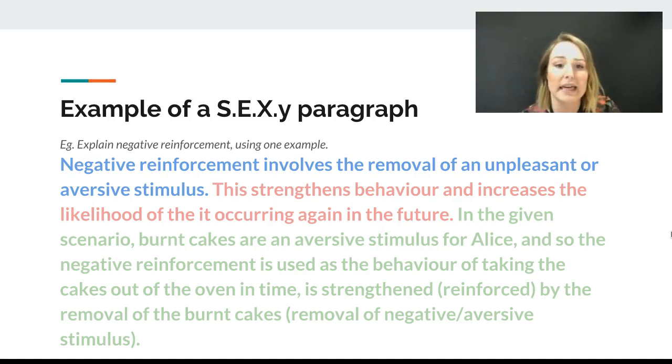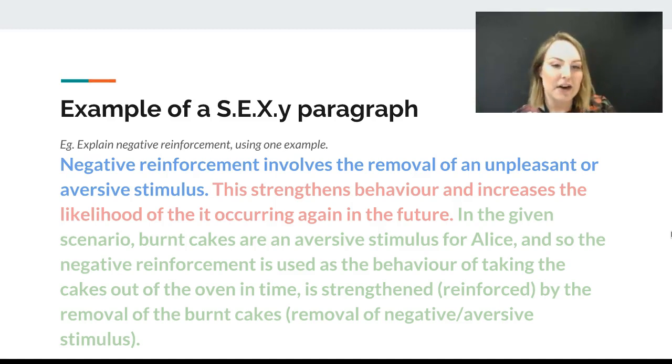Okay, they're then explaining it. This strengthens behavior and increases the likelihood of the behavior occurring again in the future. Now we're going to get to the example, so applying it. Okay, this is a question from, I think, a few years ago from an exam. It was a really long scenario. It was all about Alice. She was baking in the kitchen. Things were going wrong. People were getting in the way. So I haven't given you the scenario, but you can tell here that it's being applied.